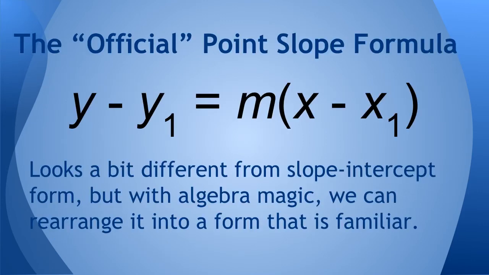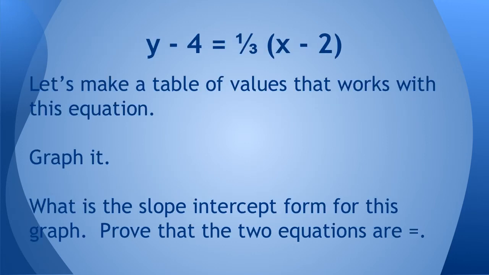All right, so here is the official point slope formula. If you look this up on Google, this is what's going to come up. It looks a bit different from slope-intercept form, but with algebra magic, we can rearrange it into a form that is familiar to us. Okay, so I have an equation in point slope form. It says y minus 4 equals 1/3 times the quantity x minus 2. So let's make a table of values that works with this equation.